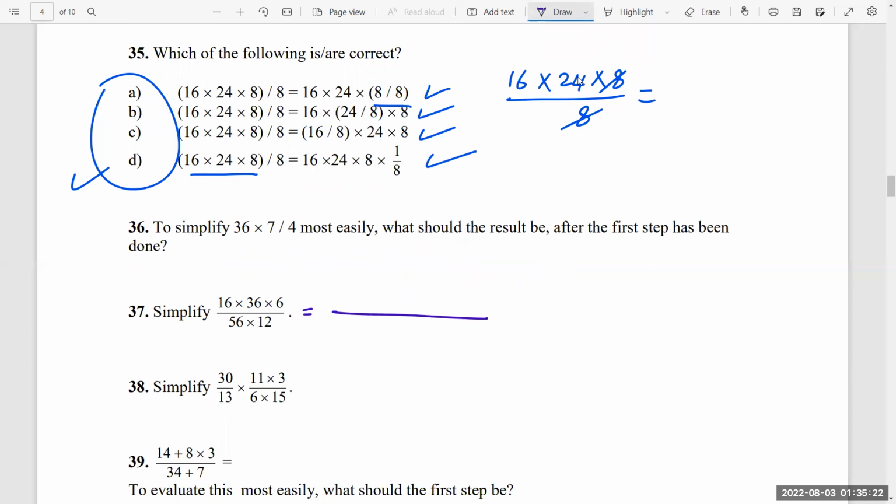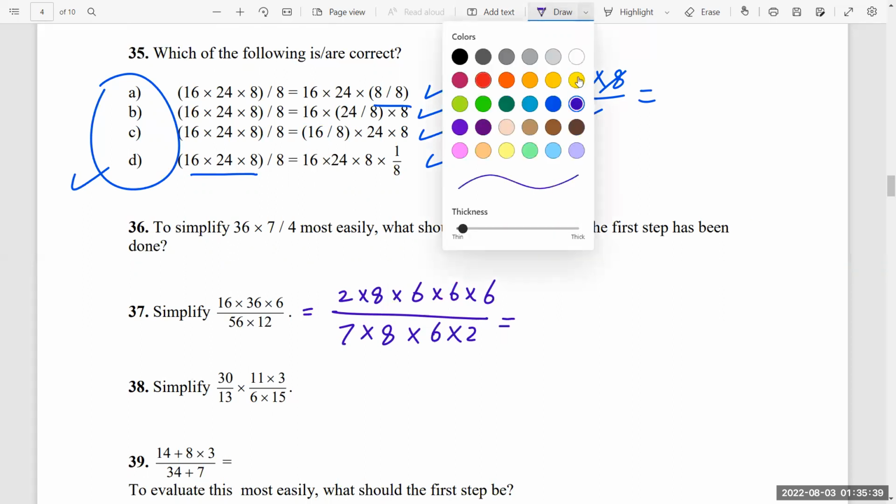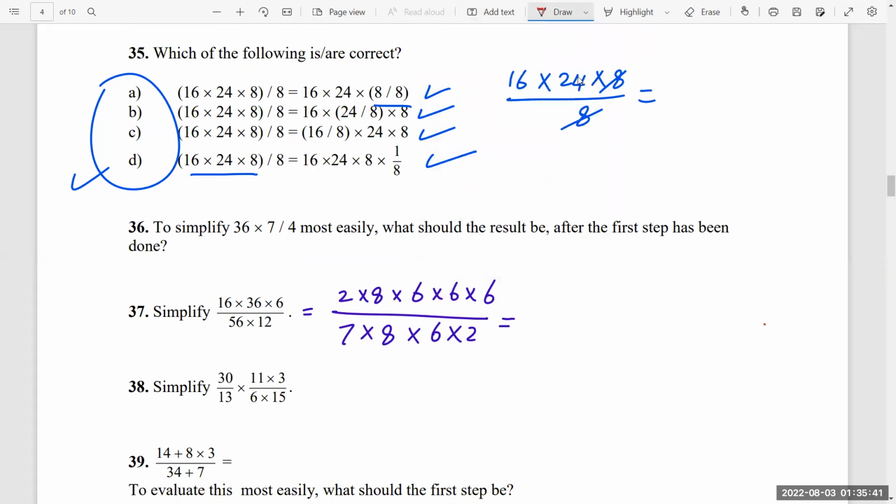60 is 2 times 8. I can write it as 2 times 8 times 36. I can make it 6 times 6 and then times 6 again. The 56 from the table is 7 times 8 also, and the 12 is 6 times 2. I try to factor each number until I have similar numbers up and down. So 6 divided by 6 is 1. 8 divided by 8 is 1. 2 divided by 2 is 1. So you have 6 and 6, 36, and 7. That's it.